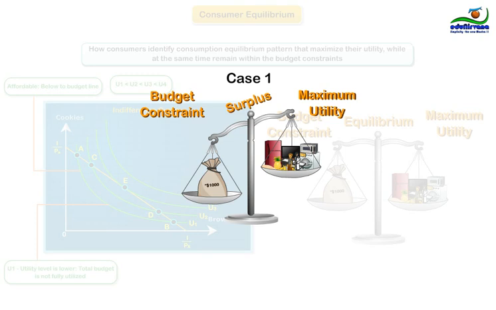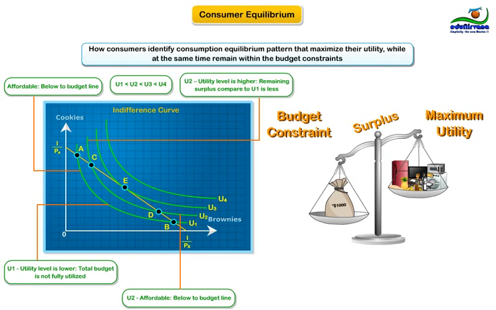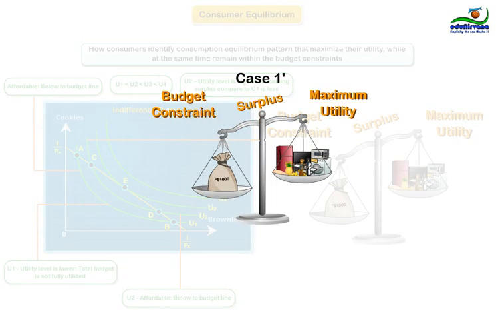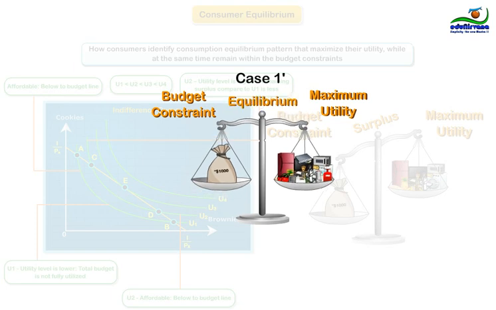From the customer or family standpoint, he would therefore be looking for a consumption pattern that utilizes his money and also gives him a better utility level. Consider U2. Here the utility level is higher and the remaining surplus for him, if he consumes products between point C and D, is lesser than in U1. However, the consumer would still wish to buy more and increase the utility levels in order to exhaust his budget.